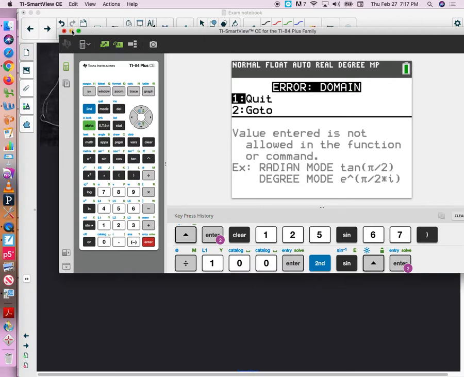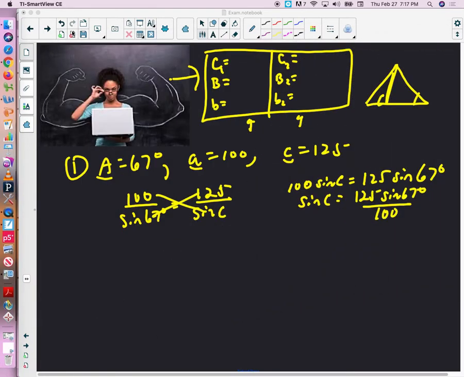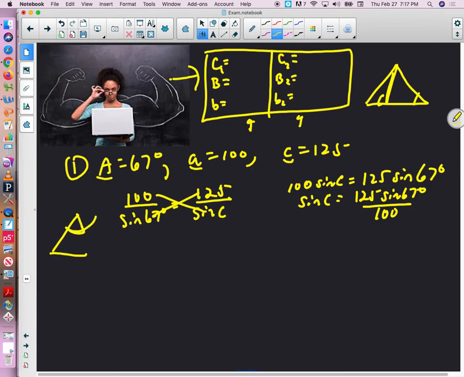But if I push second sine of answer and go enter, I'll get error. And so do you remember in the animation where it went like this, and this side wasn't even big enough to make a triangle. It was just swinging back and forth. It wasn't big enough to even reach the side. So this one, you could just do this on your boxes and go no triangle, there's no solution.